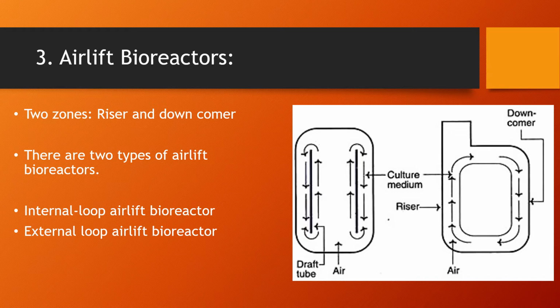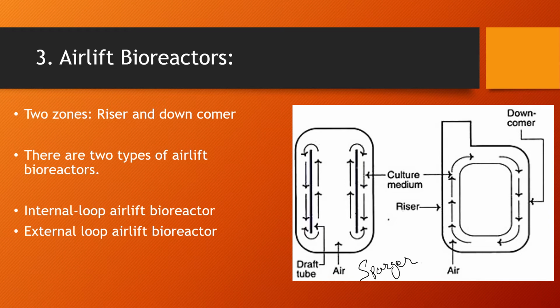Next type that comes is airlift bioreactor. What is airlift? As you can see from the name, air is lifting, and that is causing the mixing. So basically, based on how mixing is being done, the bioreactors are given their names. However, other names are also given that we will study in the upcoming slides. So in the airlift bioreactor, air is again sparged through the sparger.